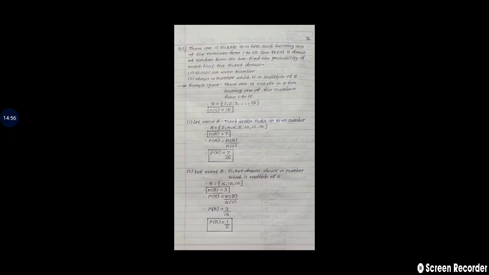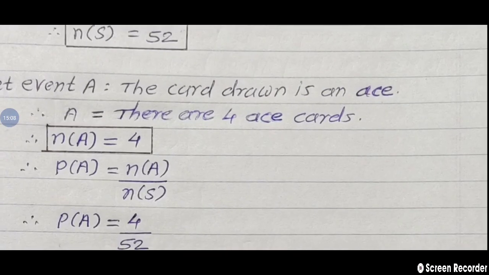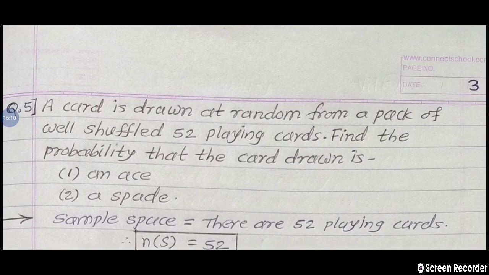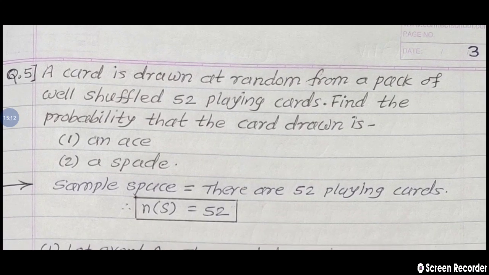And if both the numbers at numerator and denominator are divisible by any number, reduce that fraction, and you are getting your answer. We are solving one more question. Question number 5. What is question number 5 given here? Check.